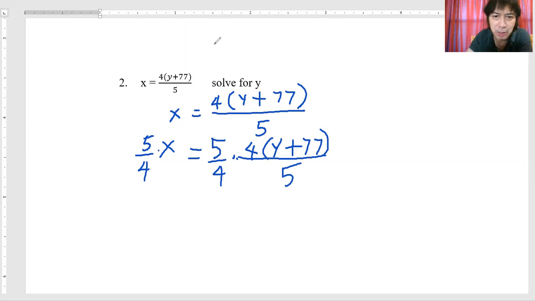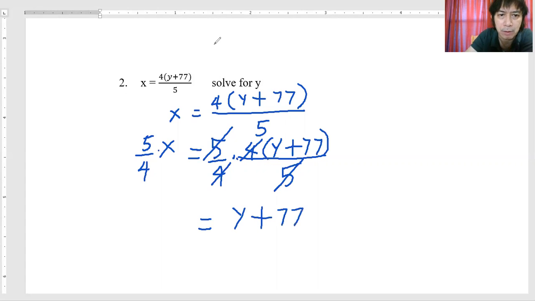What you will see here, this 5 divides by the 5. It cancels out. Also, the 4 cancels out with the 4. And the right side will just become y plus 77. And the left side is 5 over 4 times x, or simply 5x over 4. Now you have y plus 77. The only thing you need to do is isolate y from that 77, and you're done.